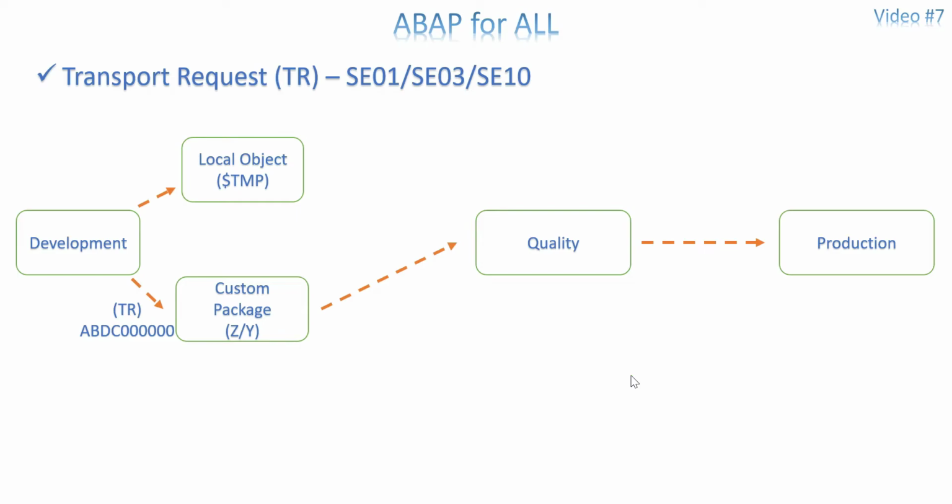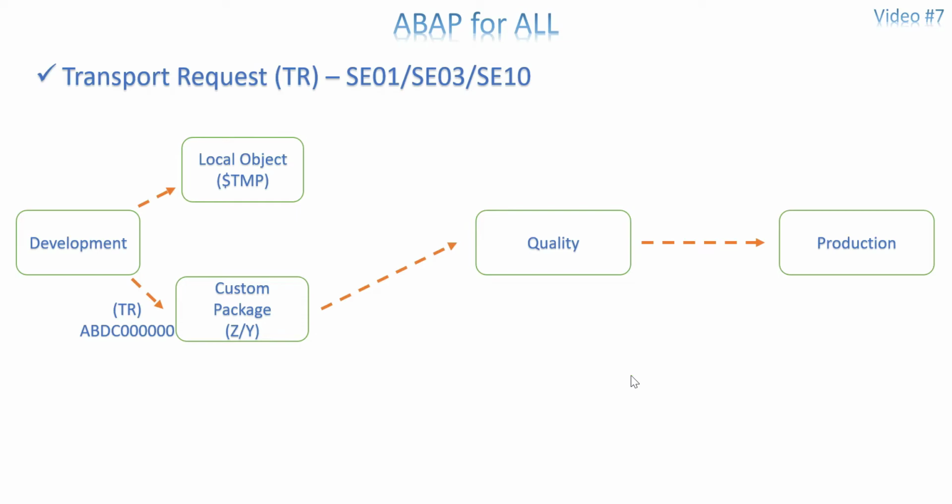So the term would be: if the transport is ready, it needs to be released first from your development server. Once it is released, a little technical, it creates a core and data file in the backend. Then the basis team will take the core and data file and put it in the quality server. They have to import this transport. These are the steps, just be aware of it. We are not going to do that. So basis will move the transport request along with the core and data file to the quality server. The same way they have to move it to production as well. So this is how the transport is generated, released, and moved to the quality server or next server.